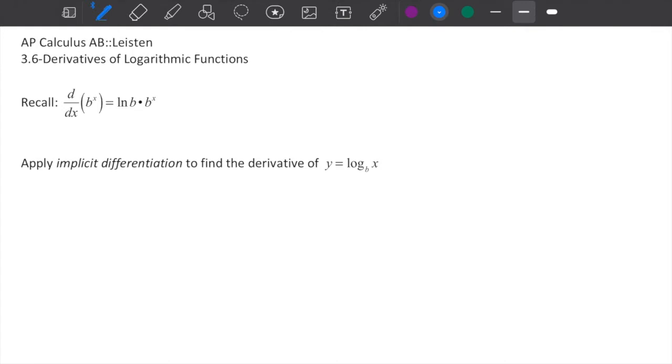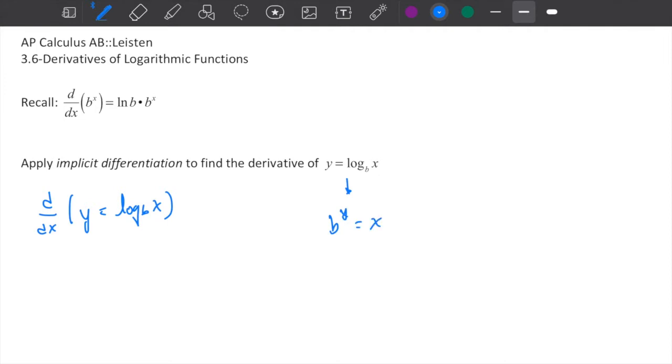We're going to connect those two to find the derivative of log base b of x, so log of any base. Ultimately, what we want to do is take the derivative d/dx of y equals log base b of x. And I'm going to rewrite this using exponential form. In exponential form, this is b to the y equals x.